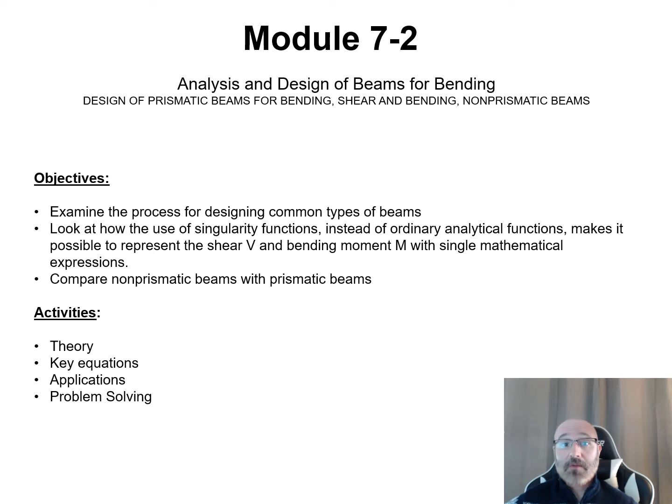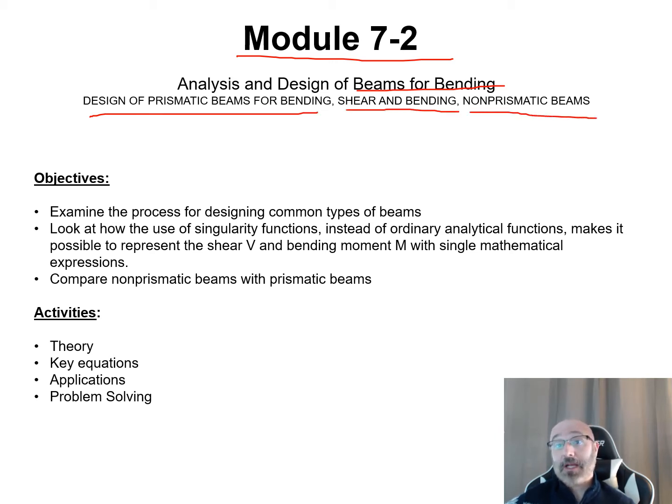So as we continue on with our second section of this module, we're looking now at module 7.2. We're continuing looking at the analysis and design of beams for bending. Particularly, we're going to take a look at the design of prismatic beams for bending, some more shear and bending, and some non-prismatic beams as well.